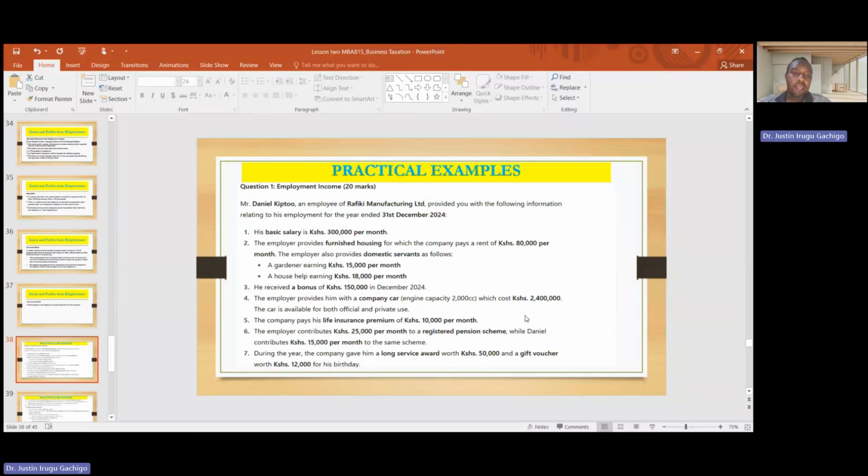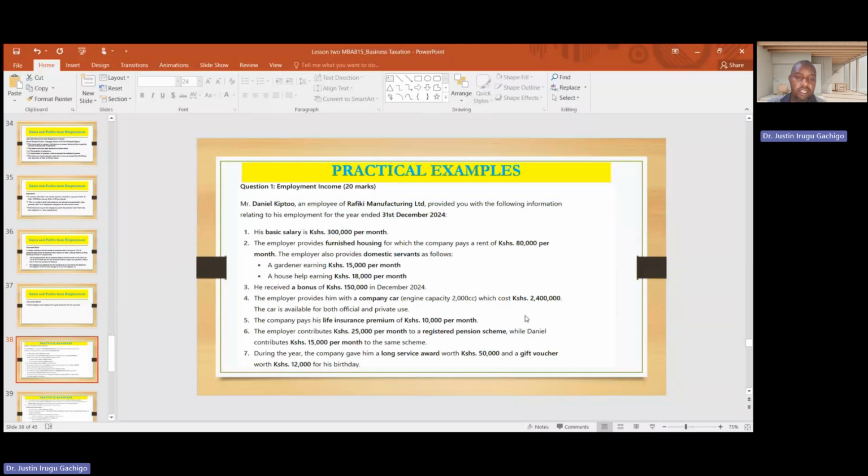Mr. Daniel Kipto, an employee of Rafiki Manufacturing Limited, has the following information relating to his employment for the year ended 31st December 2024. His basic salary is Kenya shillings 300,000 per month. His employer provides a furnished house for which the company pays rent of Kenya shillings 80,000 per month. The employer also provides domestic servants as follows: a gardener earning Kenya shillings 15,000 per month, and a house help earning Kenya shillings 18,000 per month.